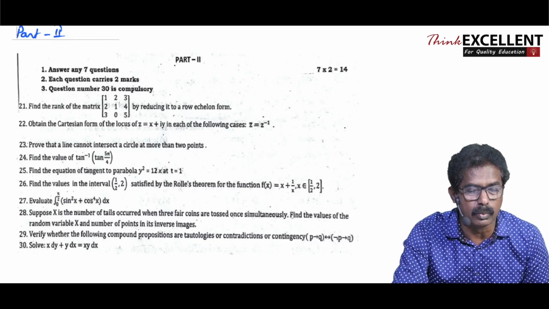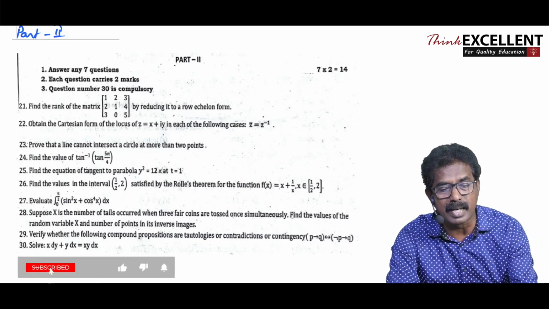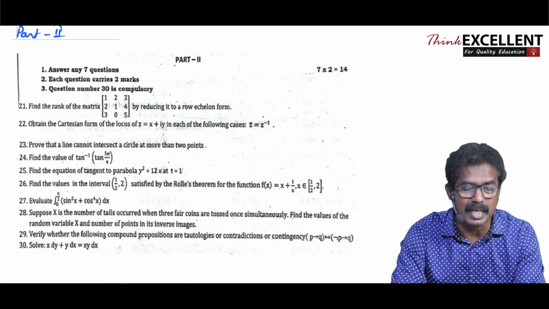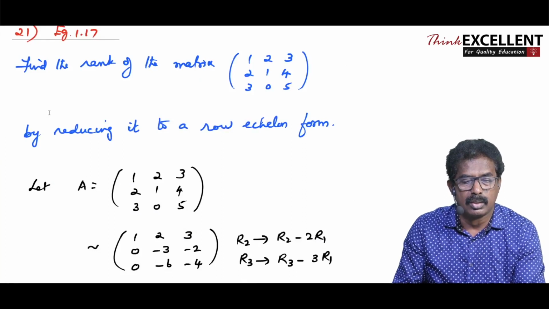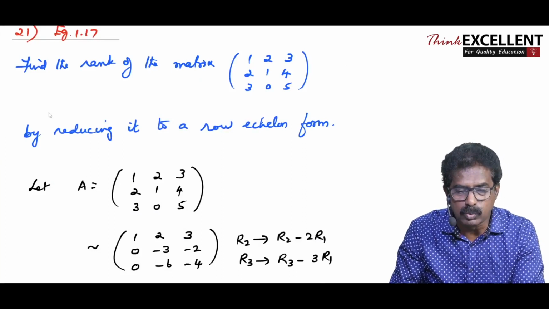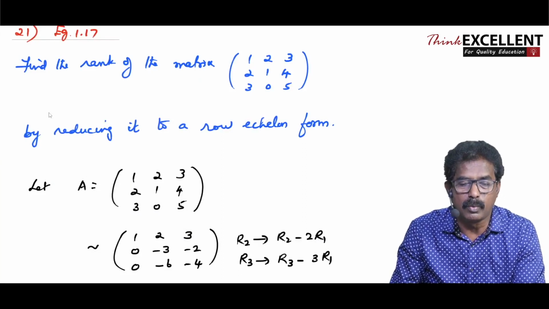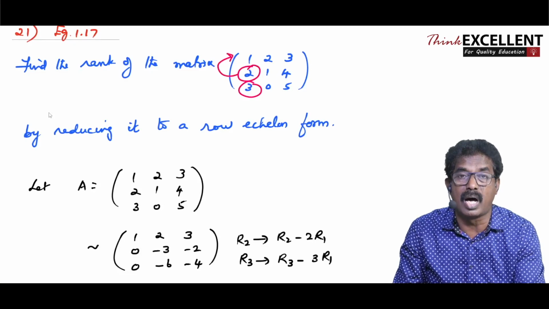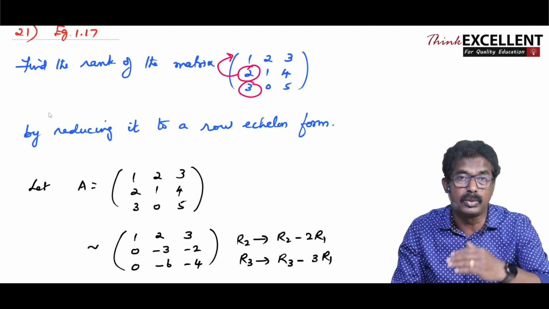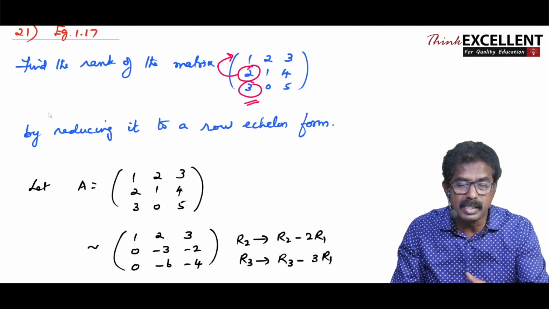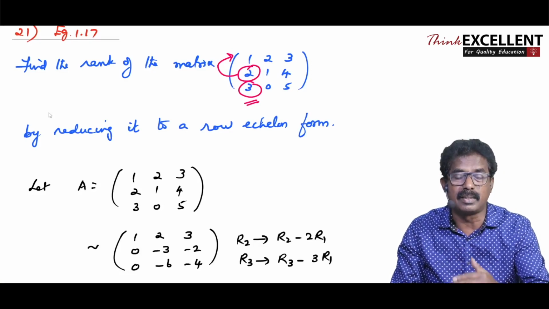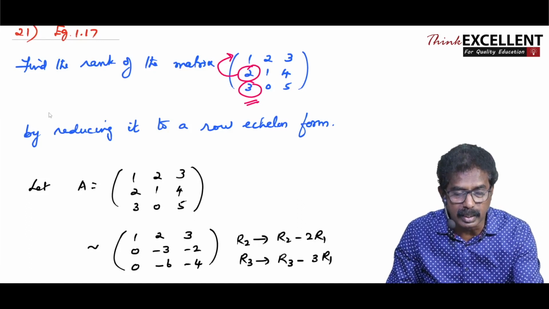Question number 21. Find the rank of the matrix by reducing it into row echelon form. Elementary transformations you have to use. Here the first row, first element is 1 only. So we want to make the other 2 elements zeros. How can you make it 0? 2 minus 2, so R2 becomes R2 minus 2 R1. And to make this 0, 3 minus 3, R3 becomes R3 minus 3 times R1. So you will get this step.